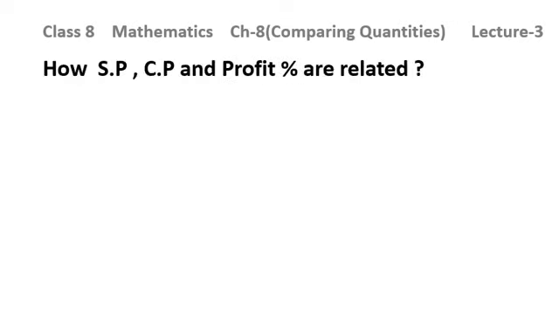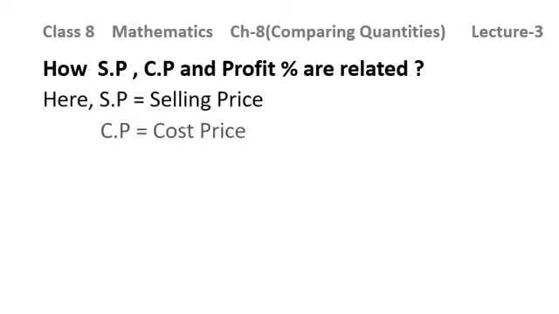Now, how are SP, CP and profit percent related? I told you one formula relating all these three. SP is the selling price, CP is the cost price, and profit percent may be given to you. Then out of these three, if any one is unknown to you, you can find it using this formula, or you can simply do it in your own way which you have learnt in previous classes.